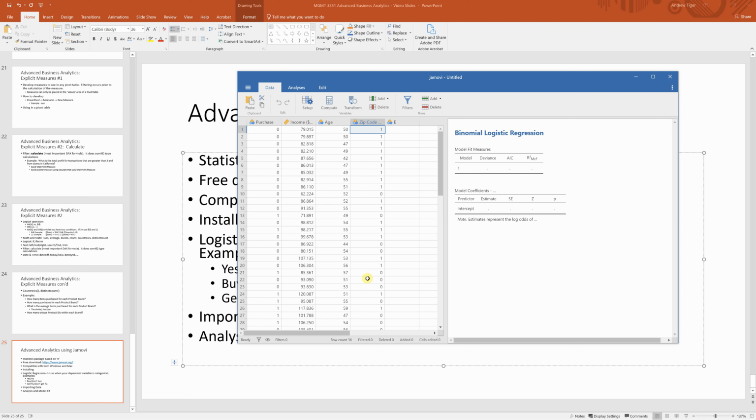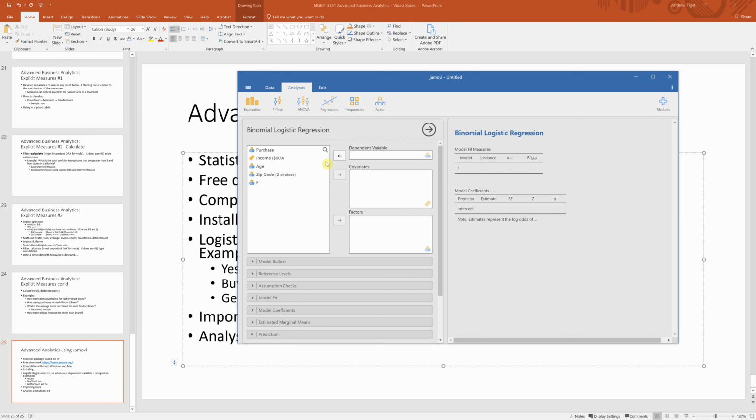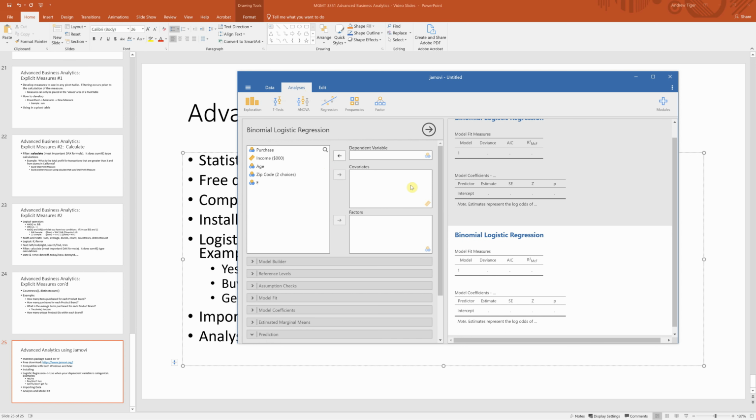So once we've got the data in, now we're going to go under analysis, and we're going to go under regression, and we're going to go under logistic regression, the two outcomes, because we only have two outcomes. We only got zeros and ones. And what pops up is how you build your model. First of all, you have to decide what is your Y variable, your dependent variable. Well, that's if they purchase or not.